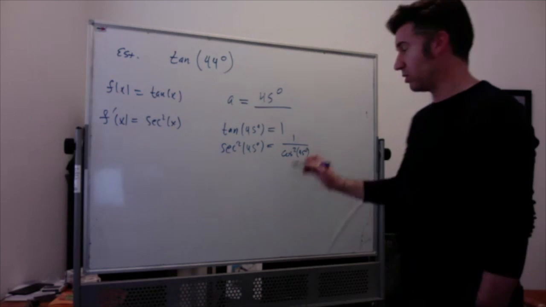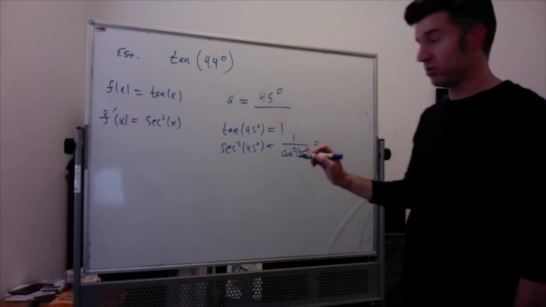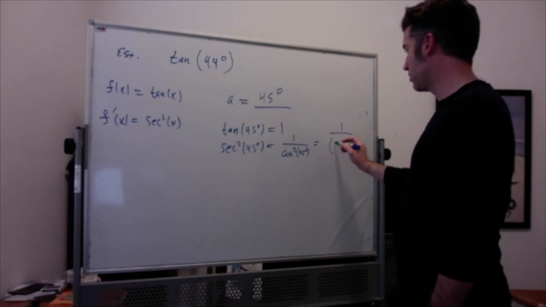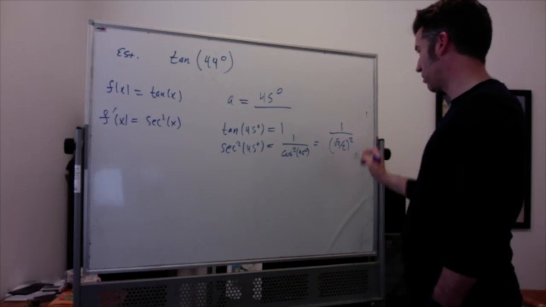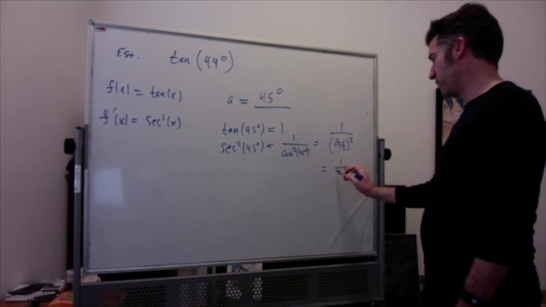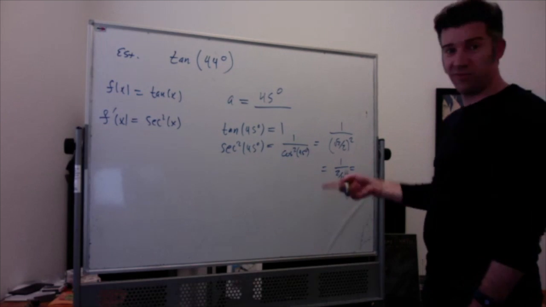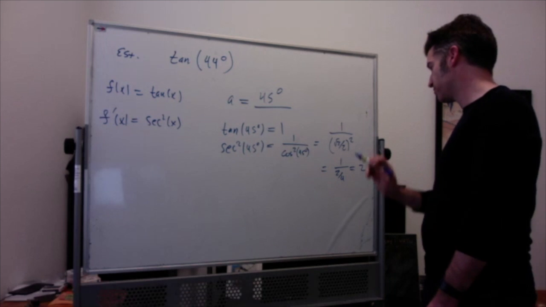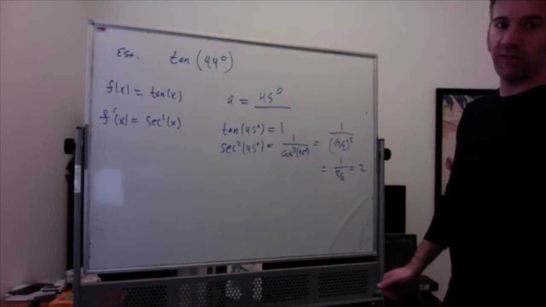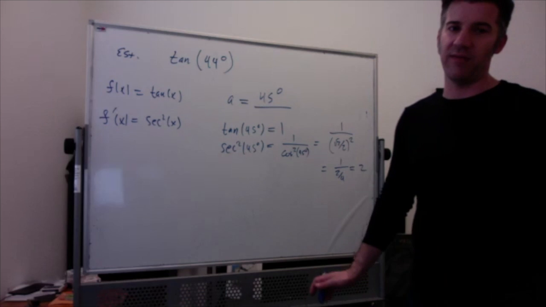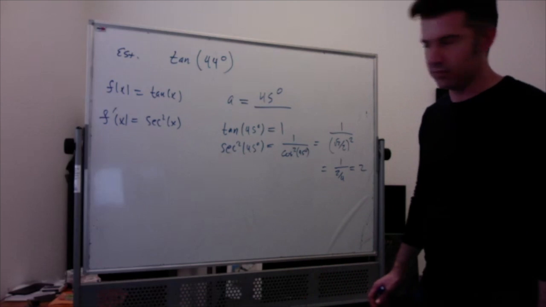I know cosine of 45 is root 2 over 2. So I get 1 over root 2 over 2 squared, which is 1 over 2/4, which is 4/2, which is 2. So secant squared of 45 is just 2. Secant of 45 is really just root 2, and then root 2 squared is 2.